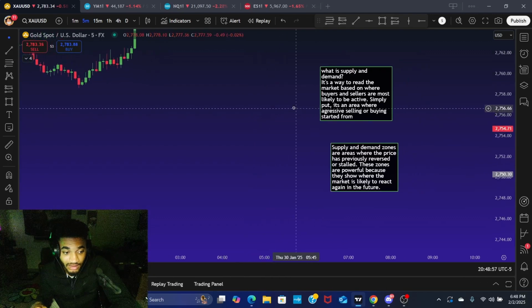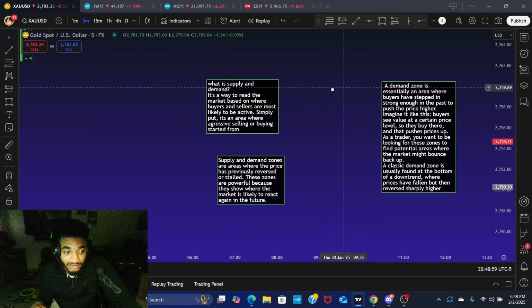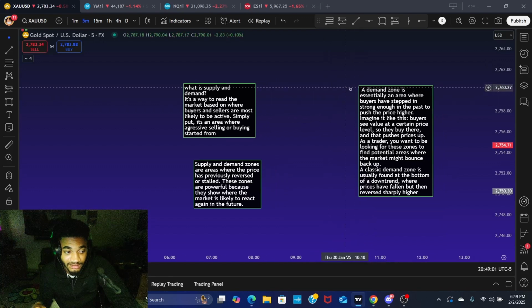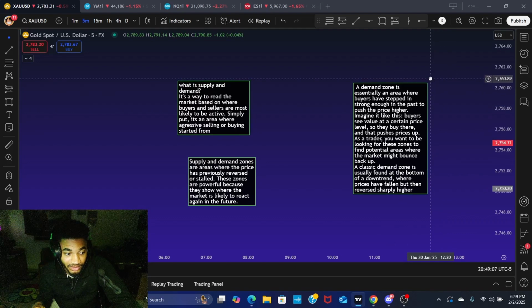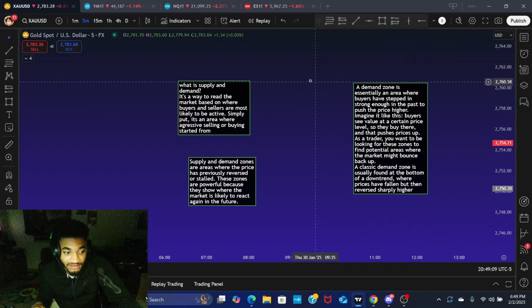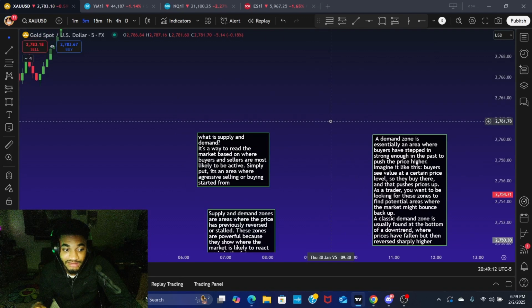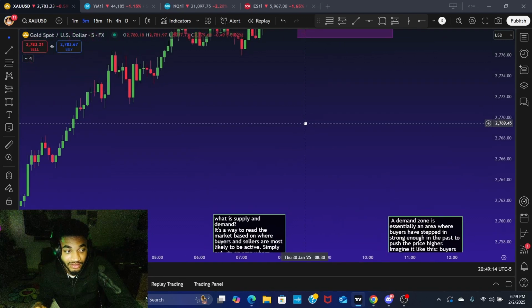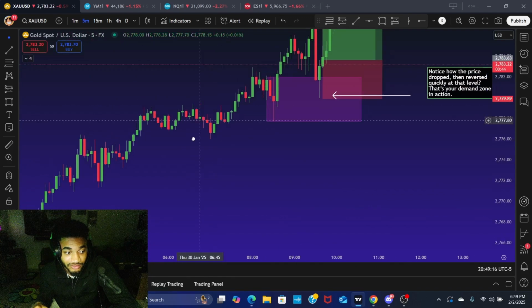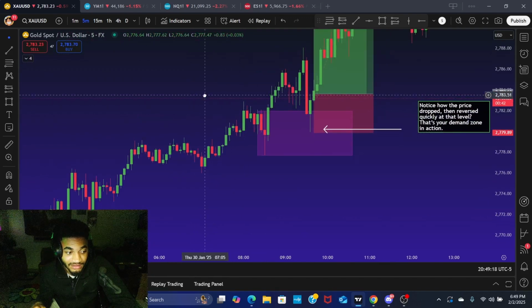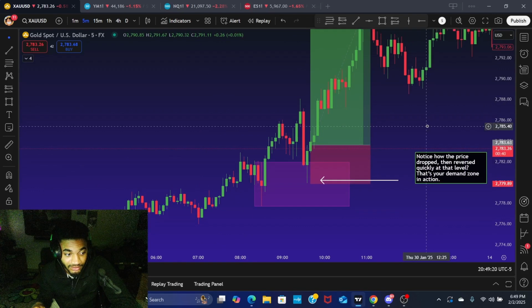I actually have an example of a demand zone marked up. This is just explaining what a demand zone is. If you want to pause and read it, you can, but this is just some copy paste stuff. I'm gonna explain it in my own terms. So let me go to the example that I have marked up. This is a classic demand zone.